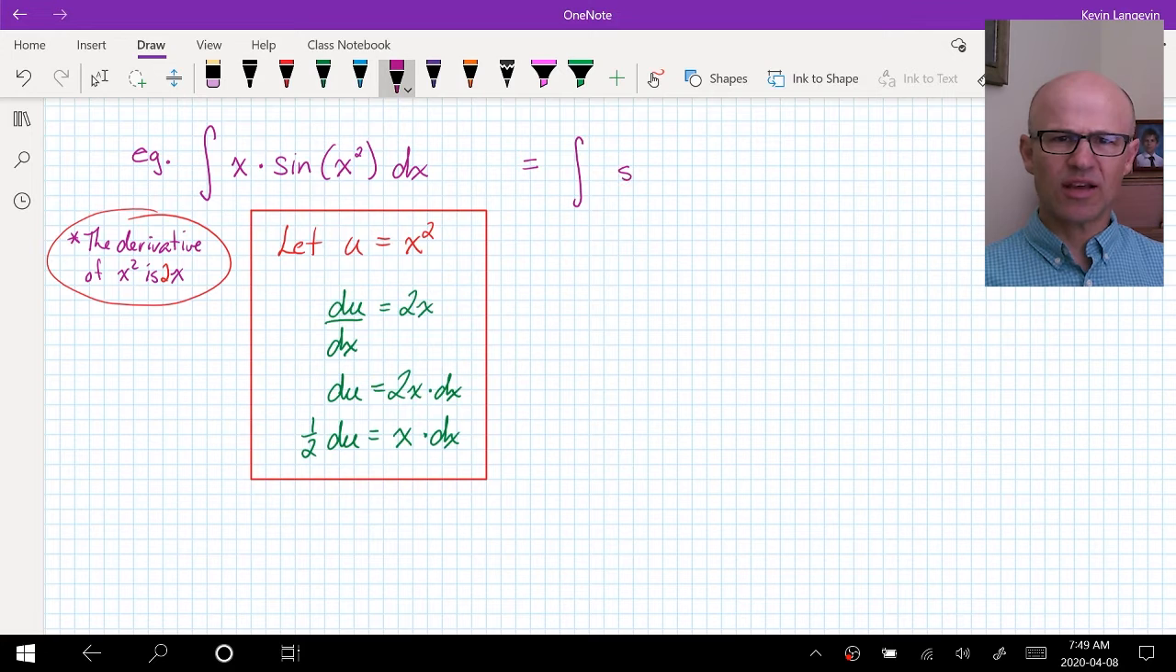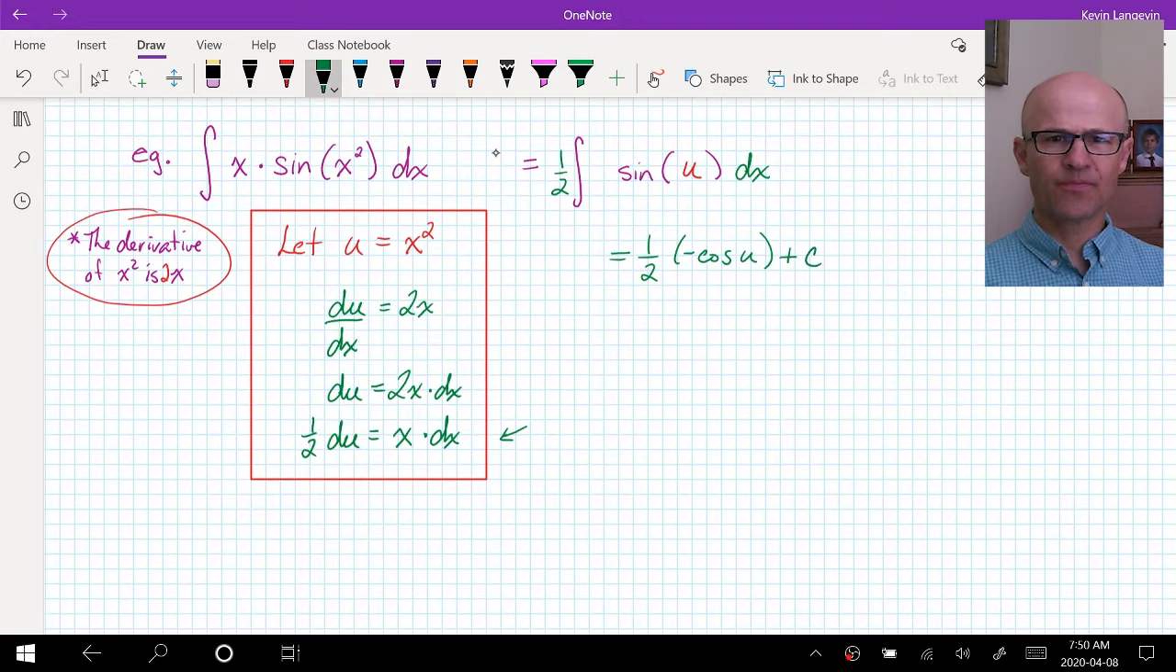So this then becomes the integral of the sine of, I replace my x squared with my u, and I replace my x and dx with a 1/2 du. I wrote that incorrectly on the screen. It should be a 1/2 du. I take the antiderivative, tidy it up, and now I plug the x squared back in to my original.